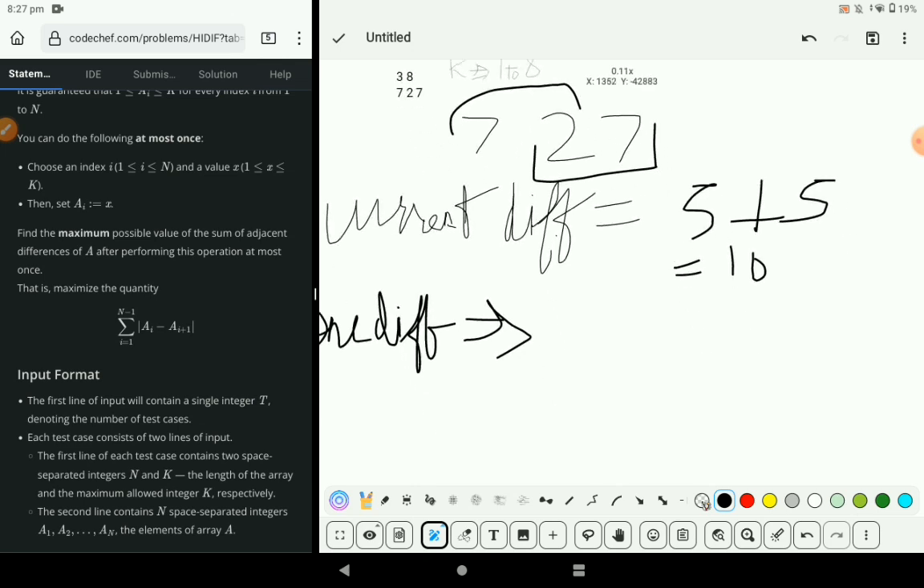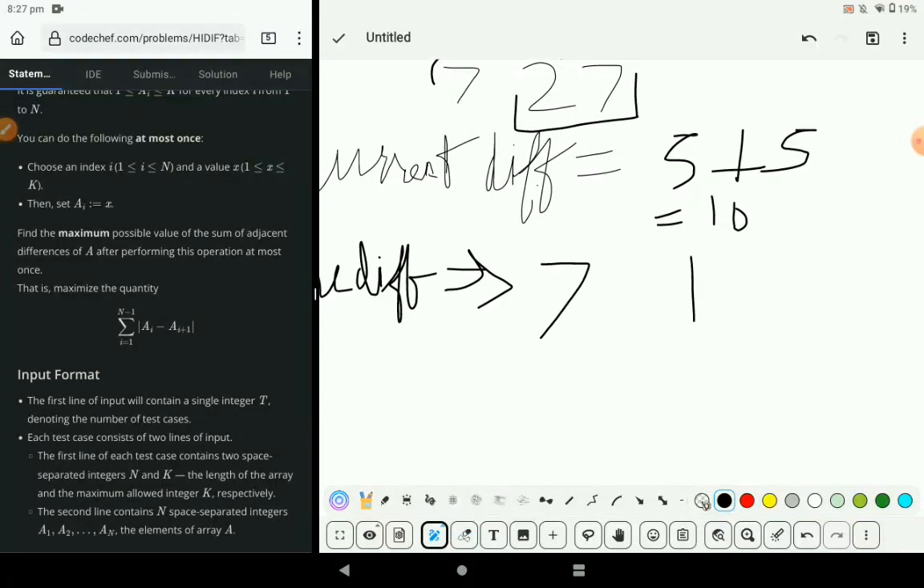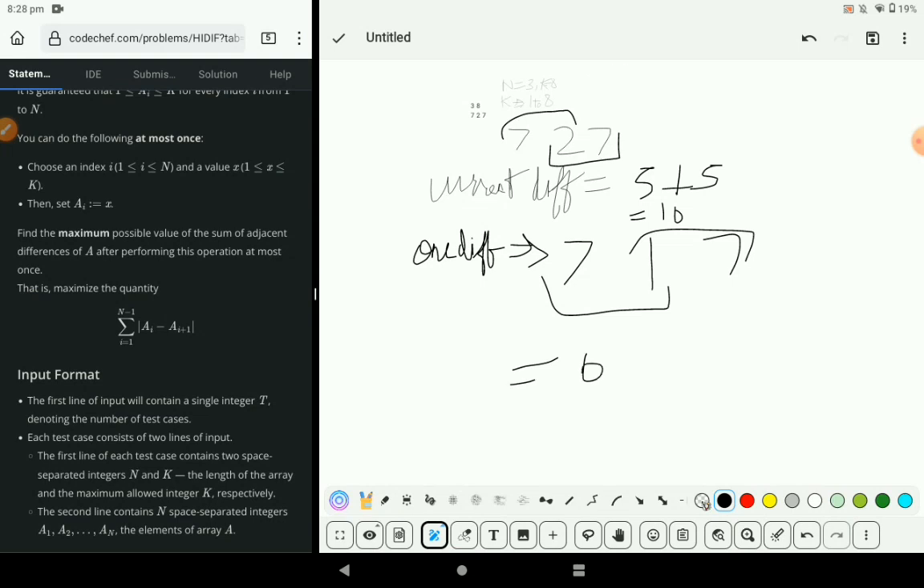Okay, one difference. What happens in one difference? We will just swap 2 with 1. So our 7 minus 1 will be 6. It will be 6 plus 6 equals 12.